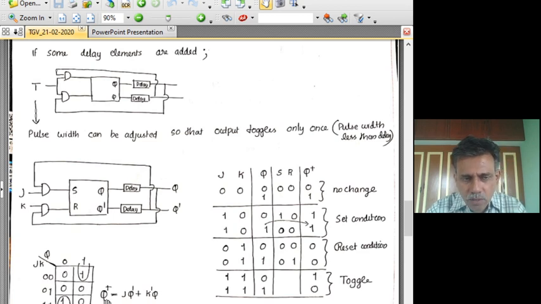So what is Q plus for a JK input? J Q bar plus K bar Q. Remember this is somewhat rhyming in nature. Q plus is J Q bar plus K bar Q. That is how you should remember the characteristic equation of the JK flip-flop, JK latch.